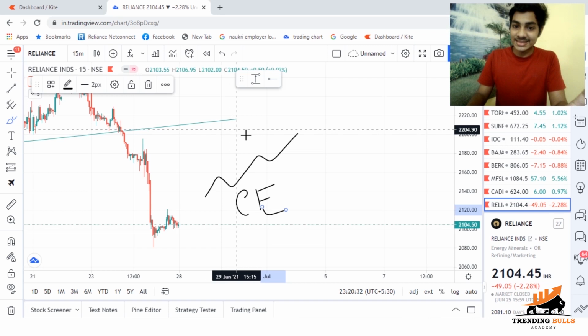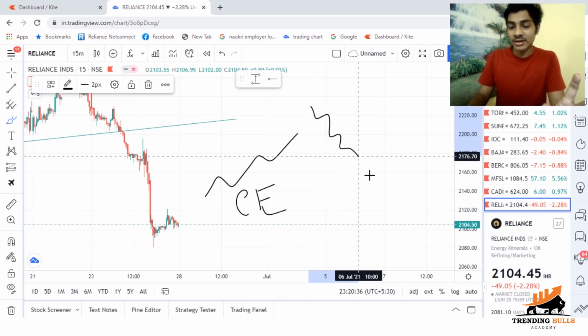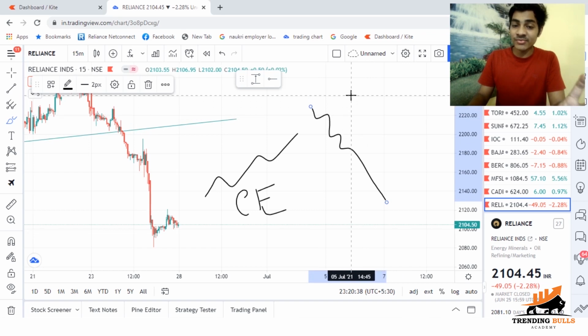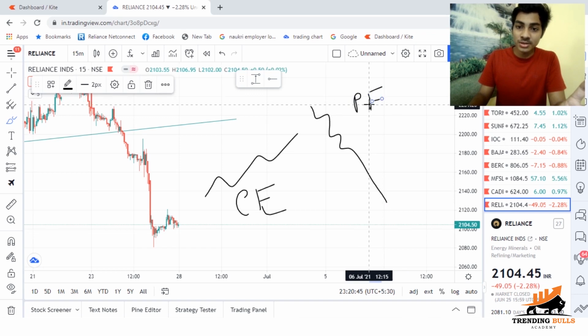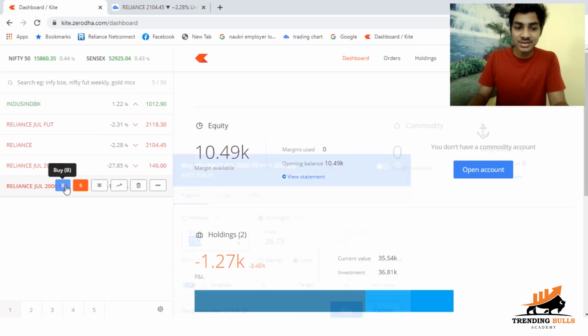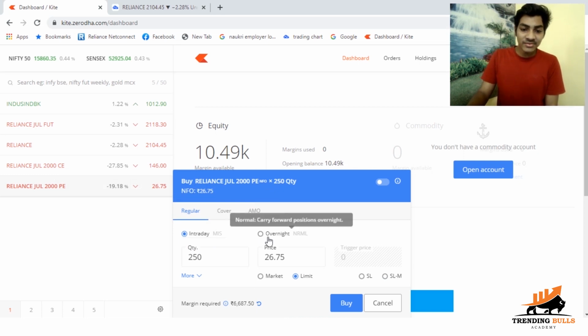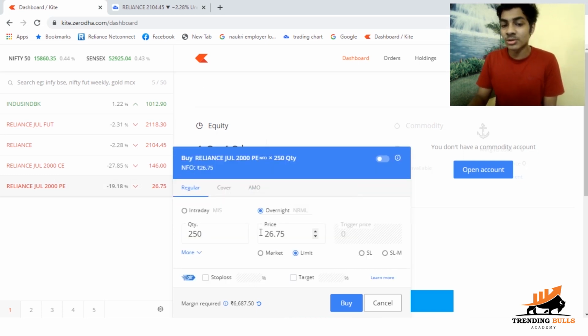In the second case, let's say Reliance falls, what you have to do here is buy the PE, which means the put option. So it's simple. You go to your Zerodha, select this, and you again have both options, intraday and overnight. And if you talk about the leverage, it's the same for both. This is because of the new SEBI margin rules.